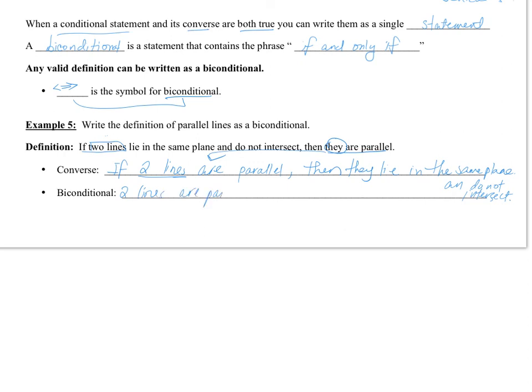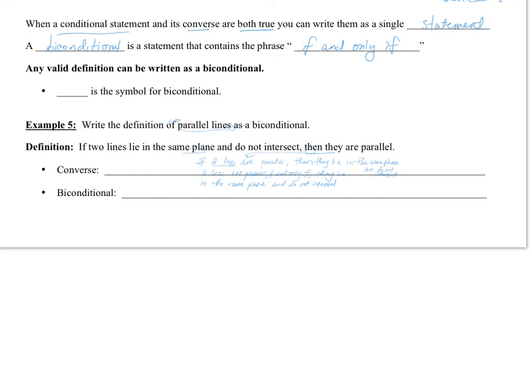two lines are parallel if and only if they lie in the same plane and do not intersect.